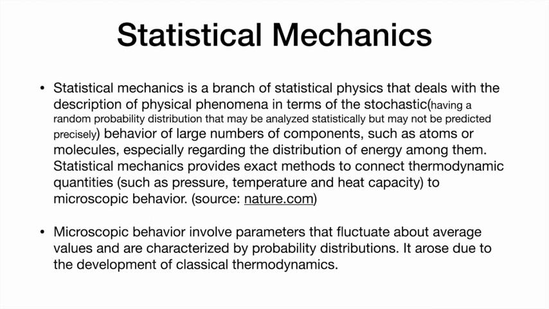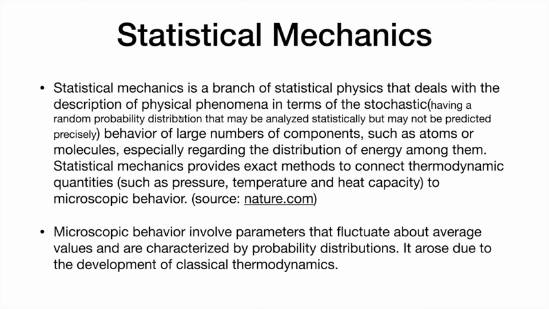After seeing statistical mechanics, the next slide will be about ensemble. Statistical mechanics is a branch of statistical physics that deals with the description of physical phenomena in terms of the stochastic behavior, having a random probability distribution that may be analyzed statistically but may not be predicted precisely, of large numbers of components such as atoms or molecules, especially regarding the distribution of energy among them. So this is one part.